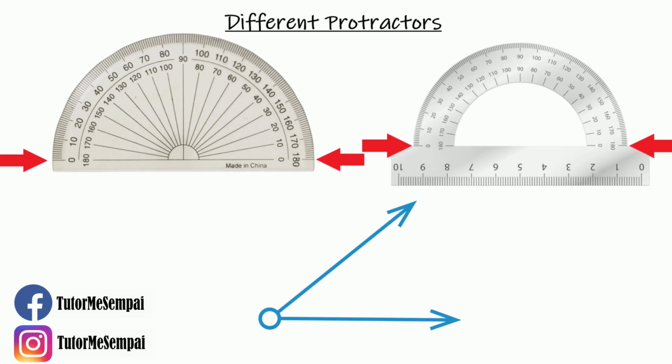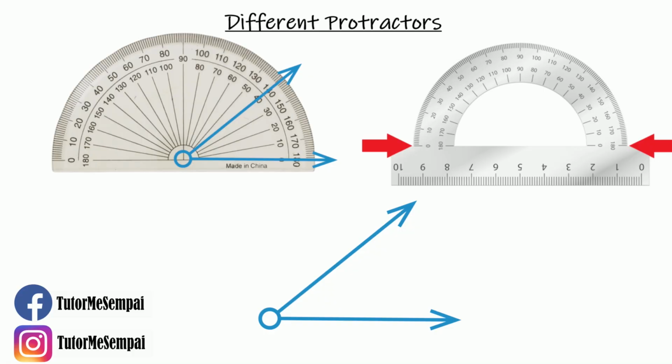The next thing we want to do is make sure that the vertex of our angle here is exactly in the middle of our protractor. Now the vertex is going to be where your two rays touch for your angle. So that vertex has to be right there in the middle of your protractor. So if you were doing both of those things and your protractor looks like the one on the left, your angle should look like this on your protractor.